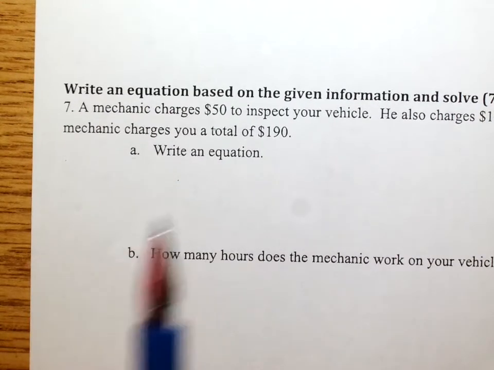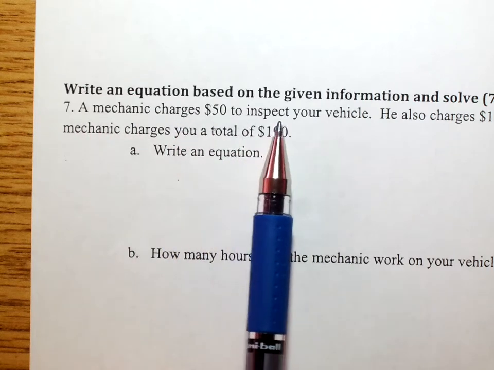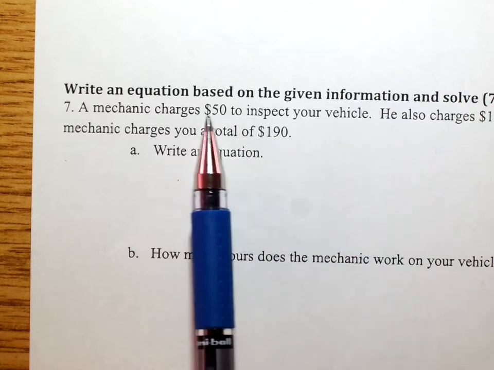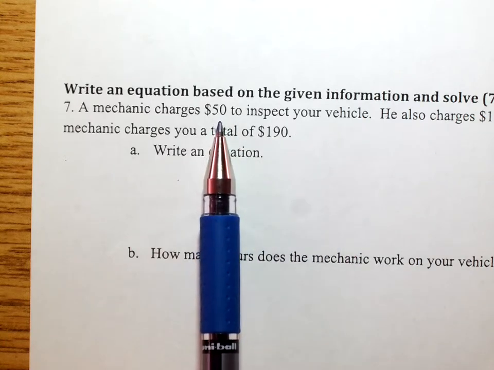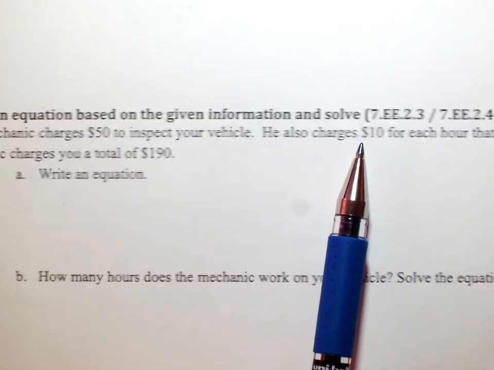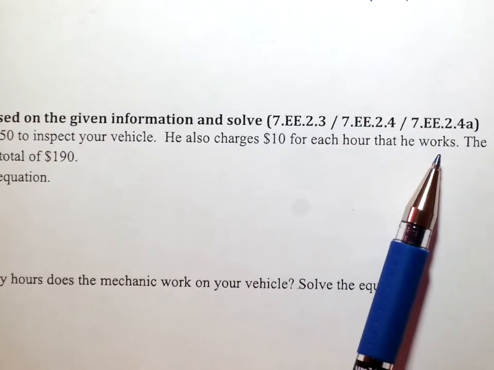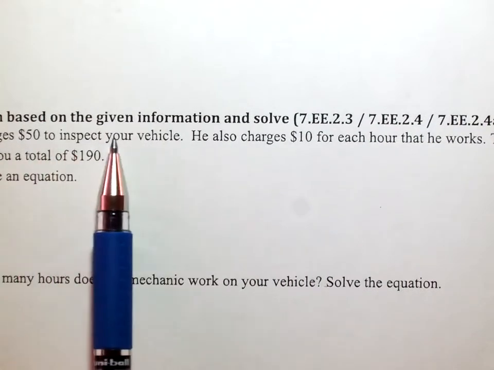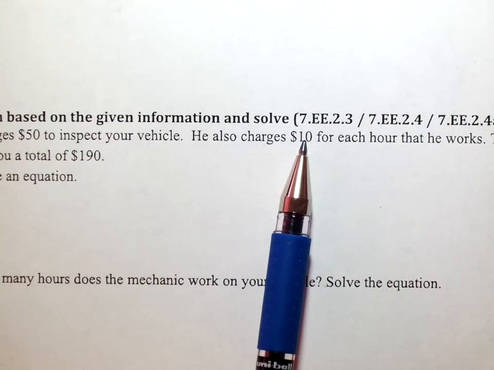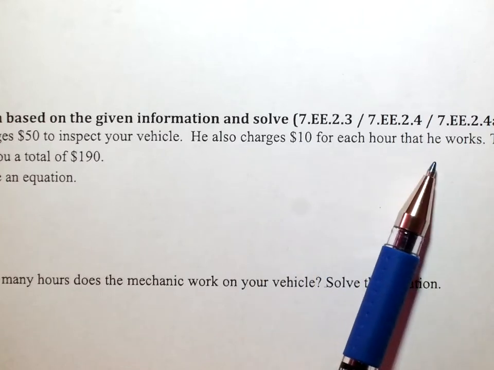So the first thing I do is read it. A mechanic charges $50 to inspect your vehicle. So that means it's costing me $50 for the guy to look at it. He also charges $10 for each hour that he works. Oh, so I'm going to pay him $50. See, $50 just to look at it. And then, as he's working on it, $10 for each hour that he's working on it.